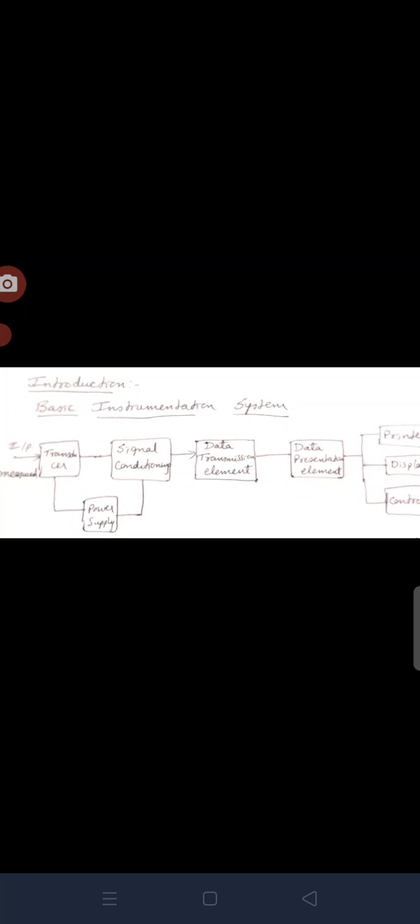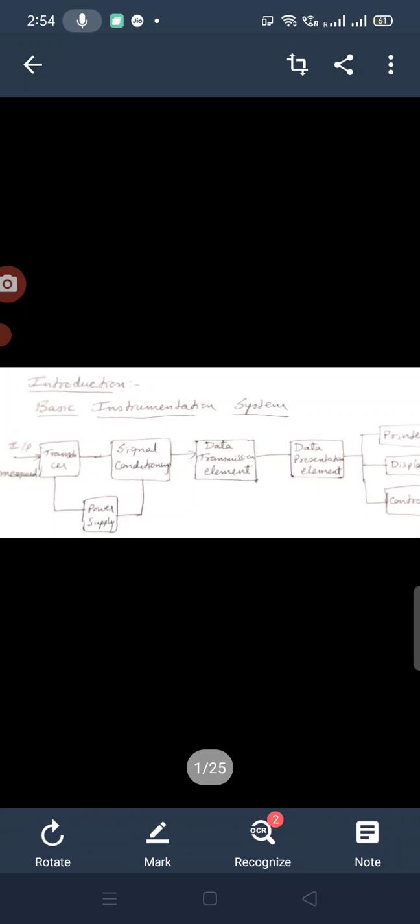Then comes the data presentation element. Here the data transmitted through the data transmission element will undergo amplification, attenuation, demodulation, and analog to digital conversion. And then, after improving the signal, the output signal will be displayed or printed and given to the controller. This is the main idea, or these are the main blocks or the basic elements in the instrumentation system.